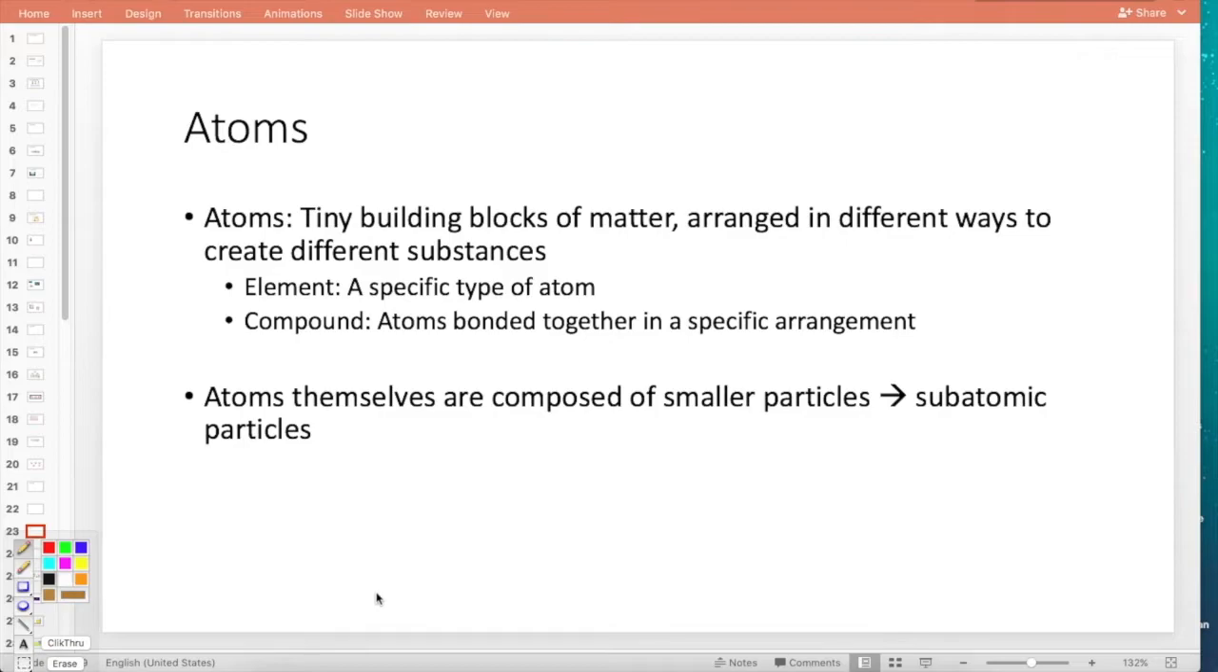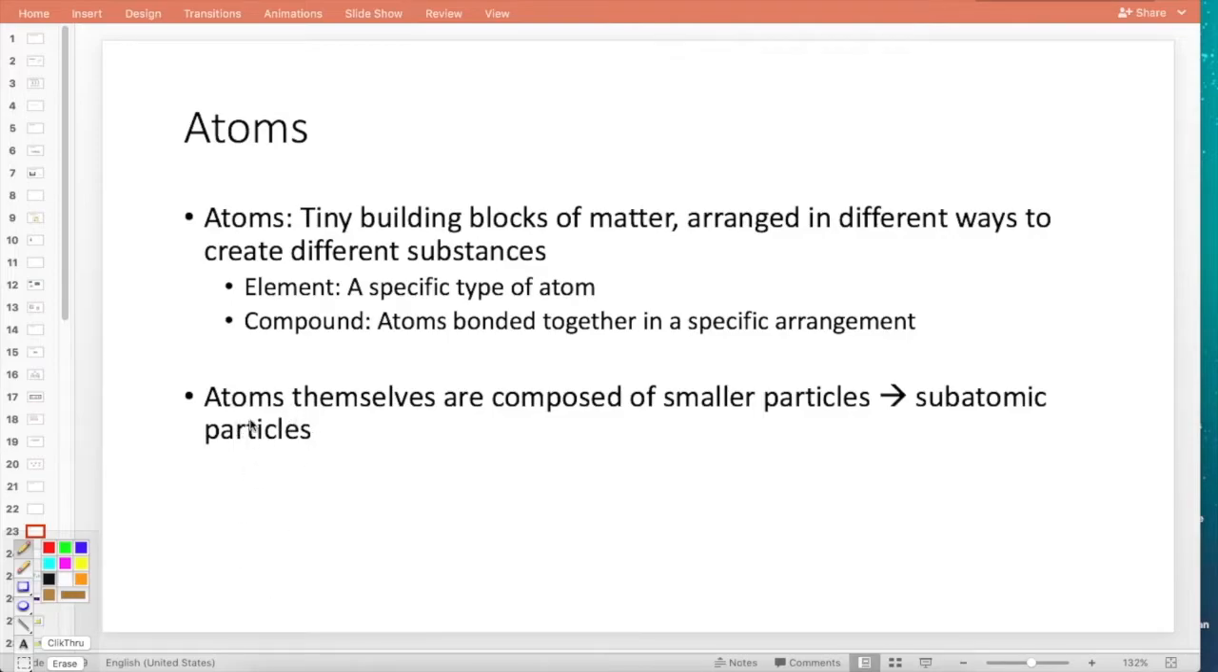Every matter is made of some type of atom, and they can be arranged in different ways to create different substances. Two important words that you've already heard, but here I'm finally defining them. An element is just a specific type of atom, so examples are oxygen, hydrogen, carbon, nitrogen. Those are specific types of atoms. And then a compound is a group of atoms that have been bonded together in a specific arrangement. So examples of compounds would be water, H2O, salt, NaCl, sugar, which is a compound of carbon, hydrogen, and oxygen, things like that.